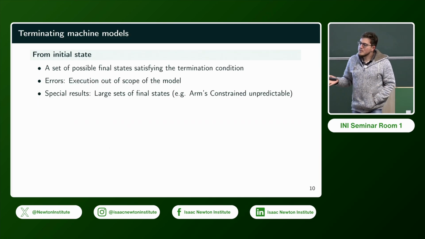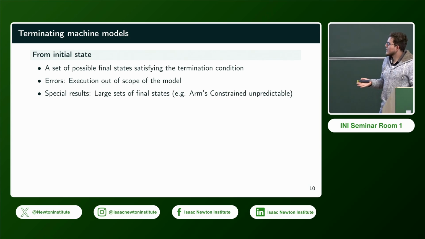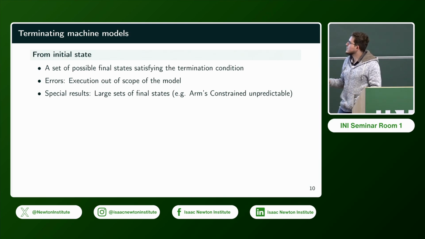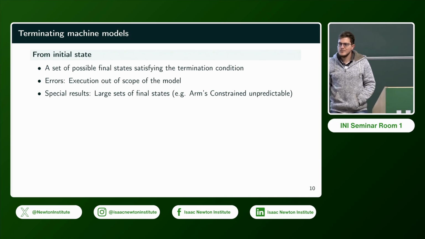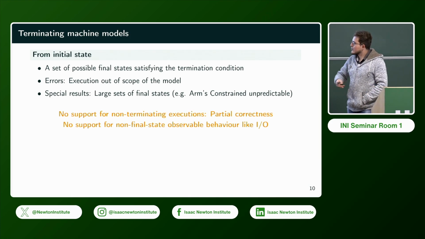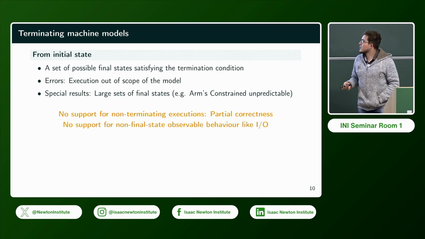So the formalism is in the end quite basic if you think about, after thinking about all those caveats, just taking initial state and having a set of possible final states satisfying the formalization condition, and this is all you get for now. You also possibly for initial state can get error or special architecture constraint unpredictable behavior, which you need to handle separately. And so this framework does not support non-terminating execution. It's kind of a partial correctness.